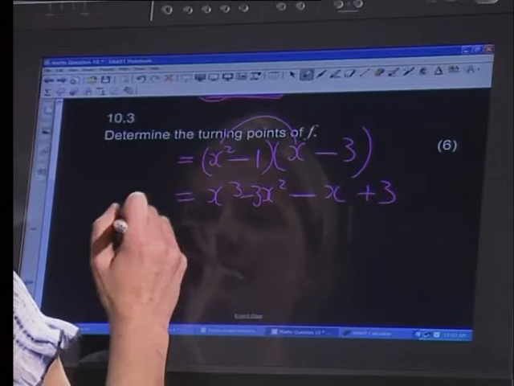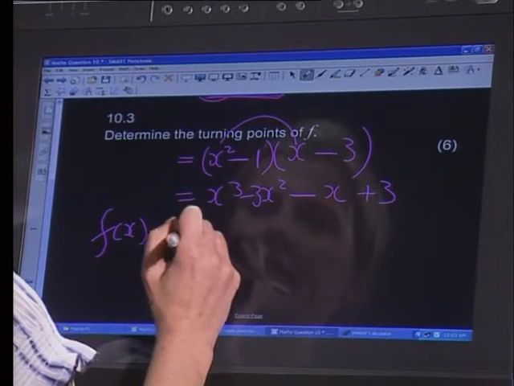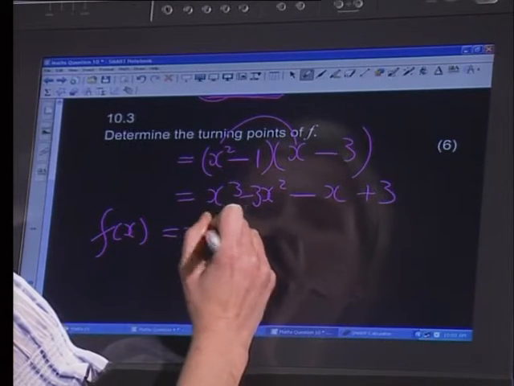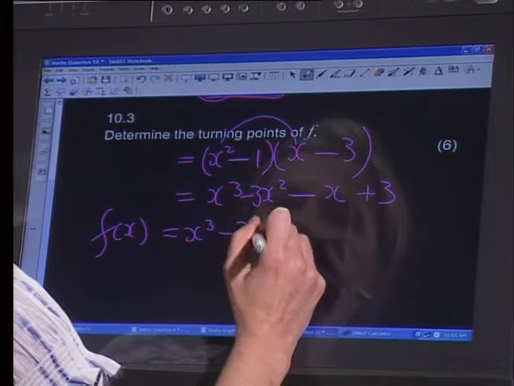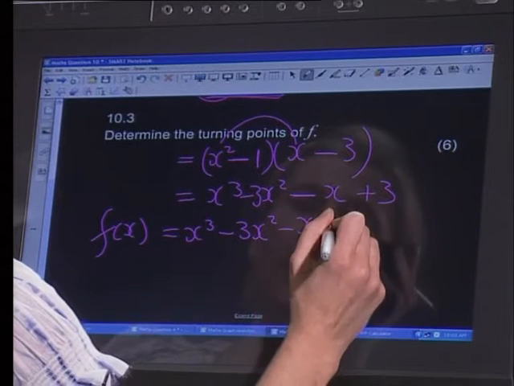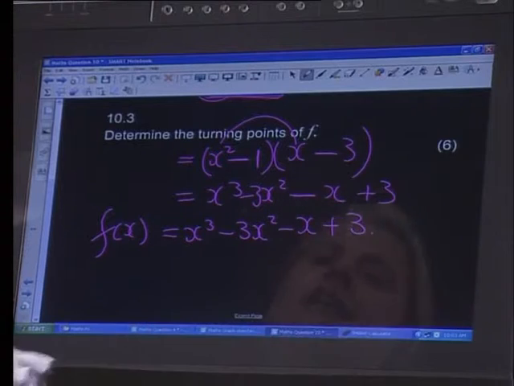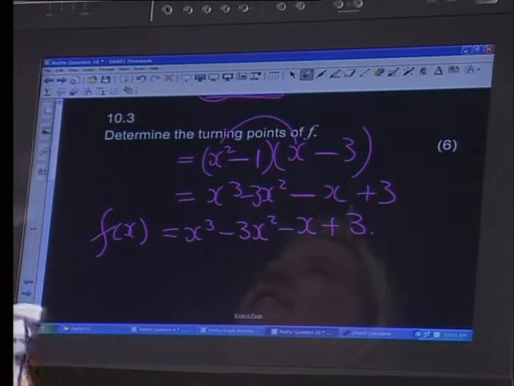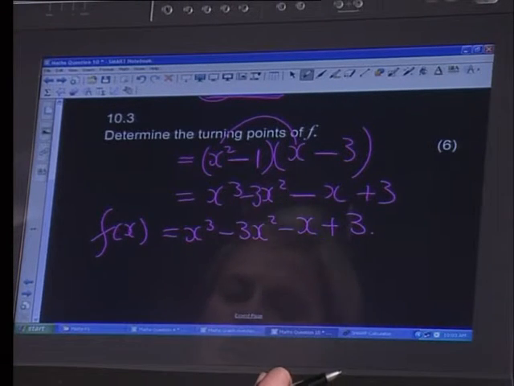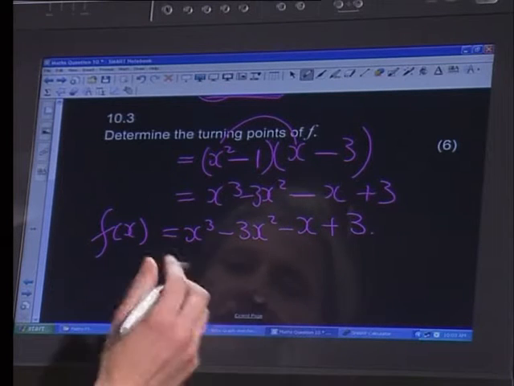Winty, that's a nice way to check whether our y-intercept initially was correct. So let me just write this nicely. Multiplied out, f of x is x cubed minus 3x squared minus x plus 3. Okay, Winty. Now you said the next thing we need to do is get the derivative. So do you want to tell me what the derivative is going to be?